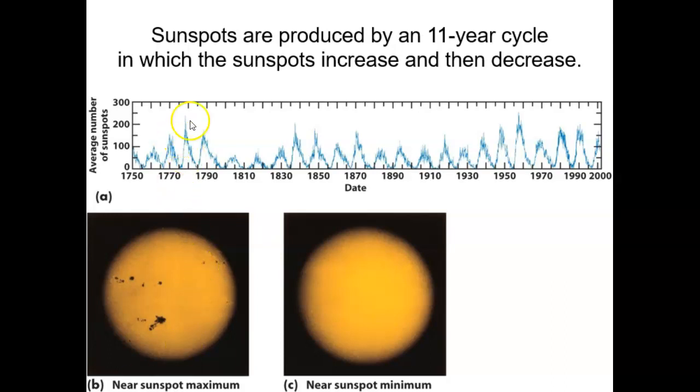You can see at the times where the number of sunspots is higher, that's what it would look like here on our picture of solar maximum. And then for solar minimum, that's what it's going to look like here when there's not as many sunspots.